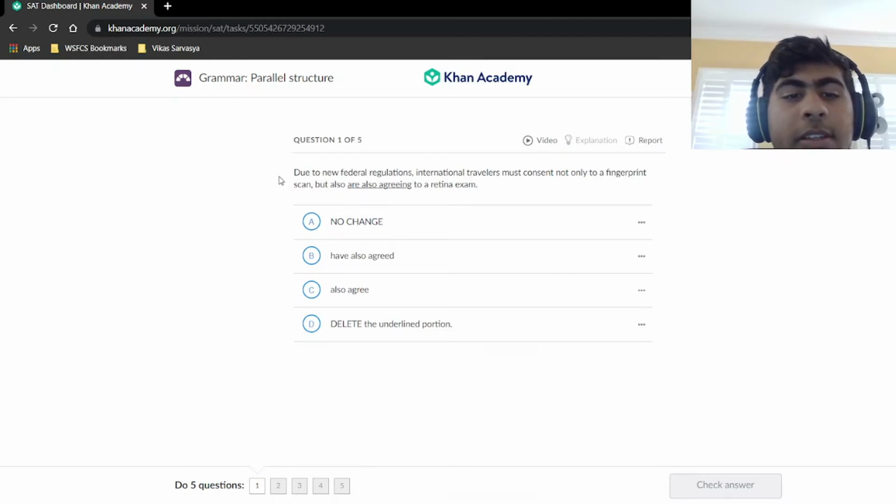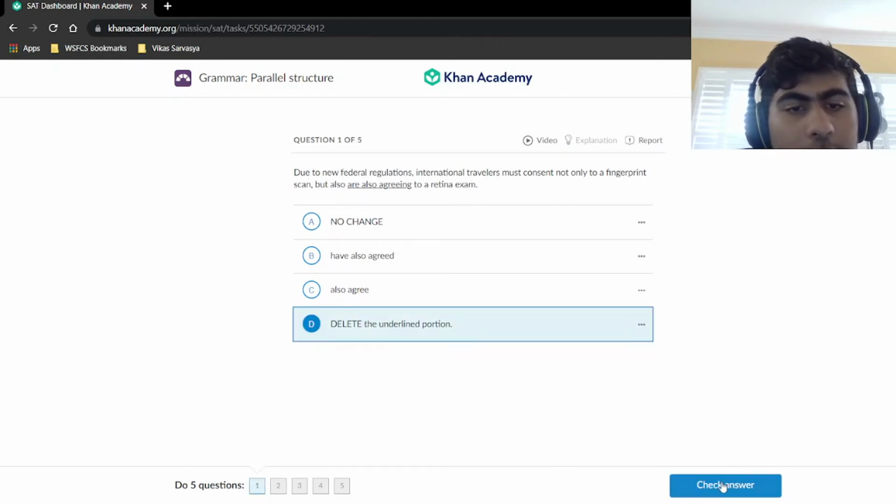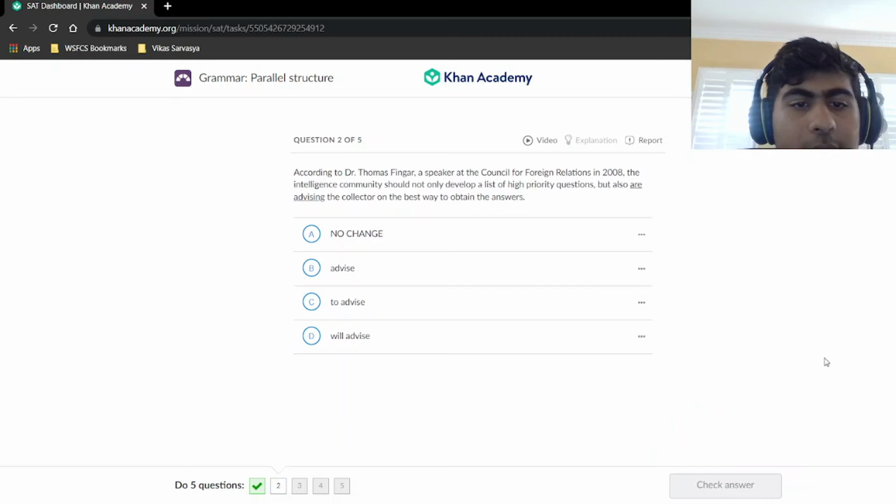Parallel structure is just a fancy way of saying that when you put things in a list, or when you put things in the same sentence that are trying to add on to each other, then you have to keep them in the same part of speech. Have to a fingerprint scan, a retina exam. That's the same part of speech, so it's just going to be but also to a retina exam. Get rid of the underlined portion and move on to the next question.